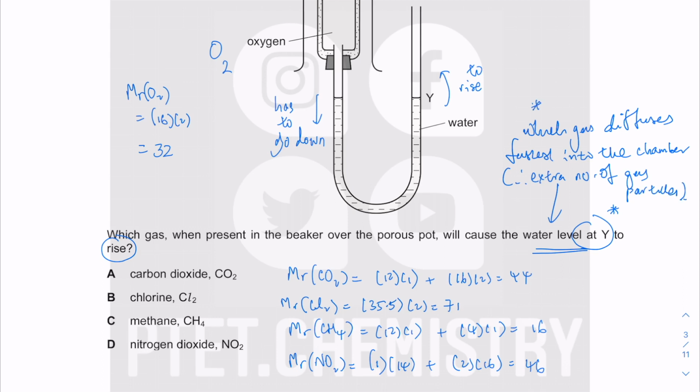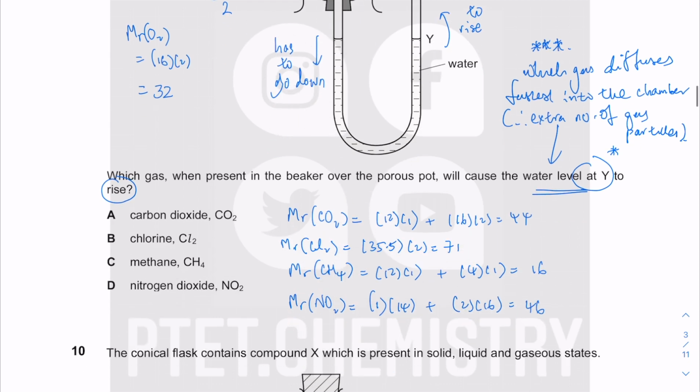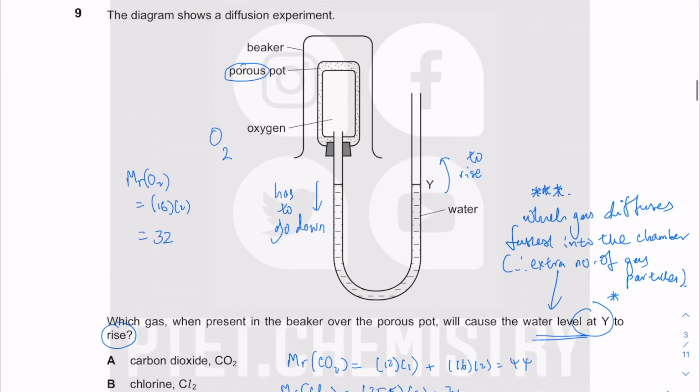So this is really the concept that is being asked here related to diffusion. So the one that is fastest to diffuse will be the lightest one. Therefore the methane gas is the fastest to diffuse in. It will add onto the number of gaseous particles in here, it will push this down, and this will go up. All right.